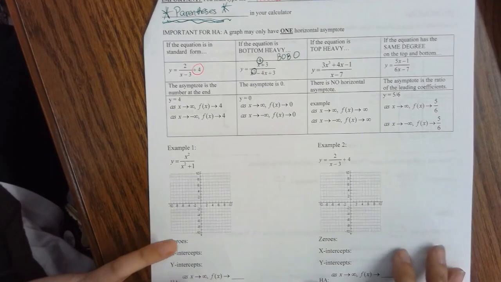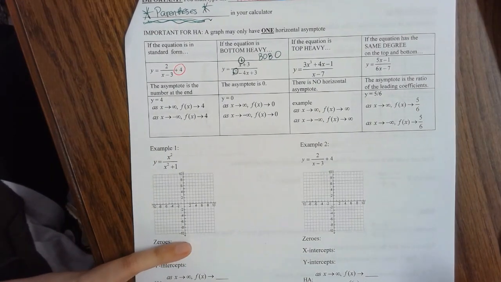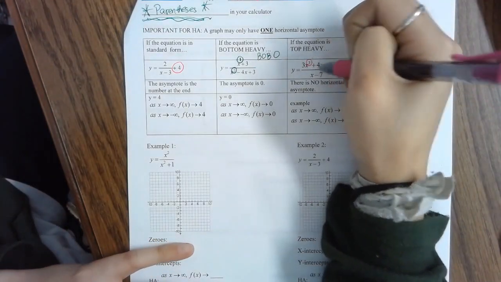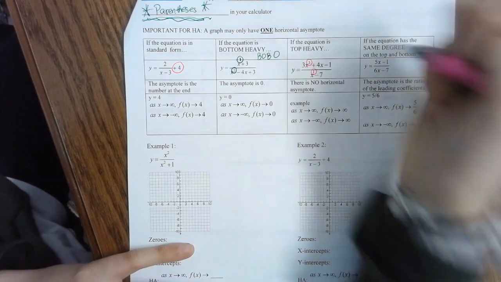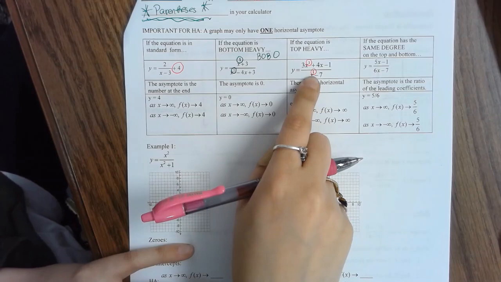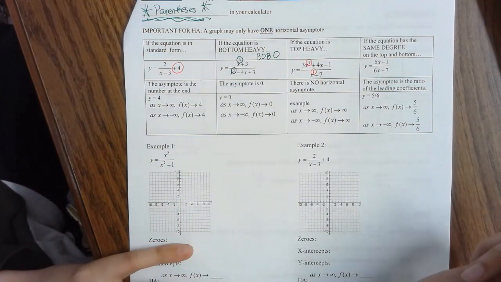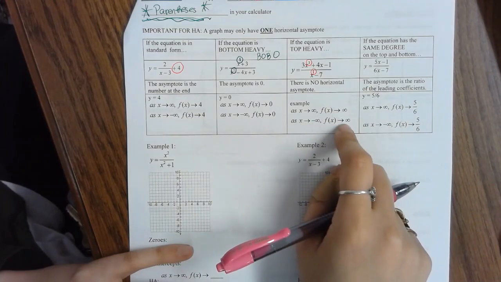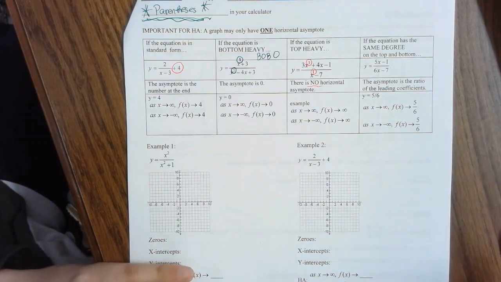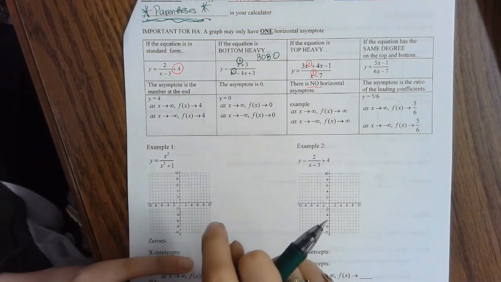Totally go for it. The next possibility is top heavy, which, if you think of it, is the opposite of the one we just did. If the highest degree is bigger on the top than on the bottom, like in this case, the highest degree is 3 and it's on top versus the 1 on the bottom, this is top heavy. And whenever you're top heavy, there's no horizontal asymptote, which means the end behaviors just go to infinity forever.